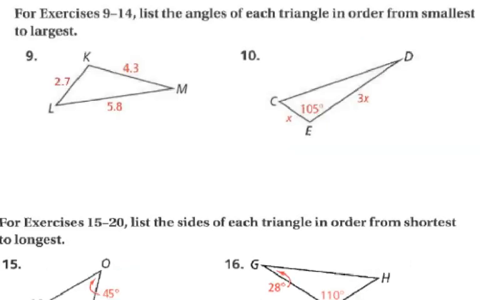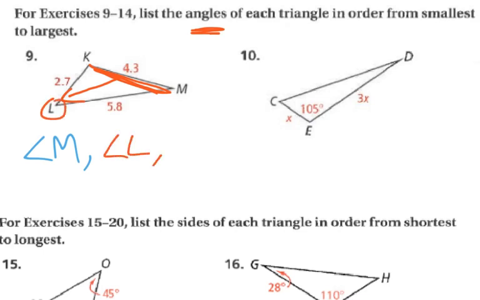So, okay, they want us to list the angles of each triangle in order from smallest to largest. So here's what we know. This is the smallest side. Therefore, the angle directly across from it would be the smallest angle. So the first angle is M. Then we look for the next smallest, which would be 4.3, and directly across from it is angle L, so angle L is next.